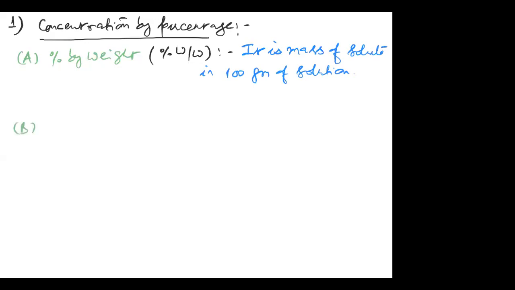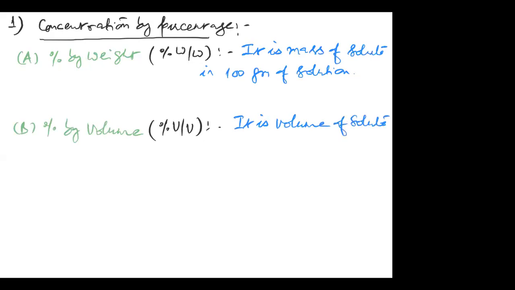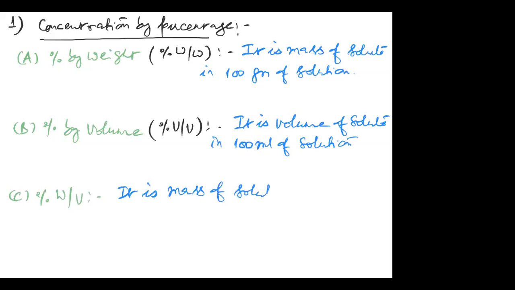Similarly, it may be percentage by volume, and percentage by volume means percentage V by V. So it is volume of solute in 100 milliliter of solution. And similarly, it may be percentage by weight in volume, or you can simply say it is percentage W by V. So it is mass of solute, usually given in grams, in 100 milliliter of solution.